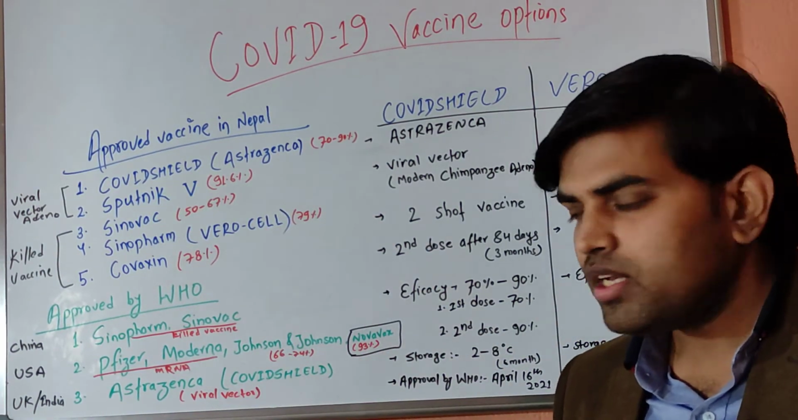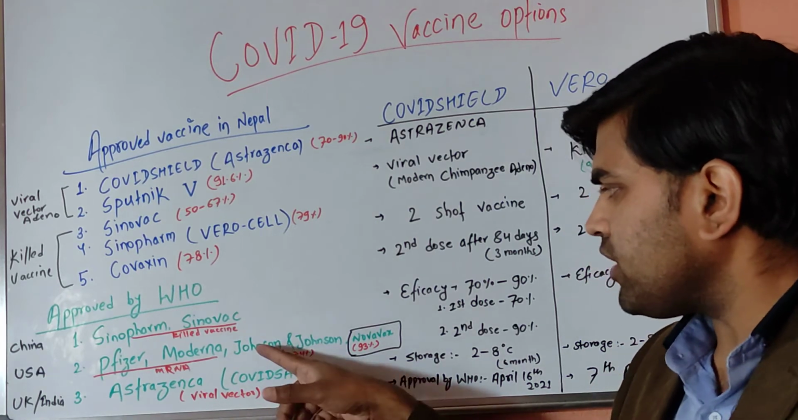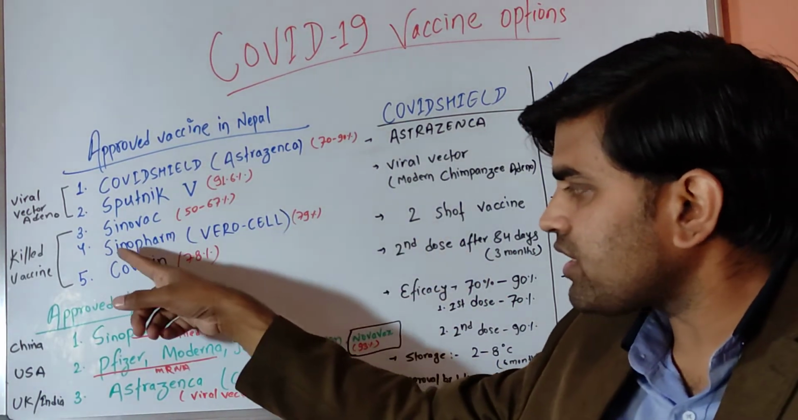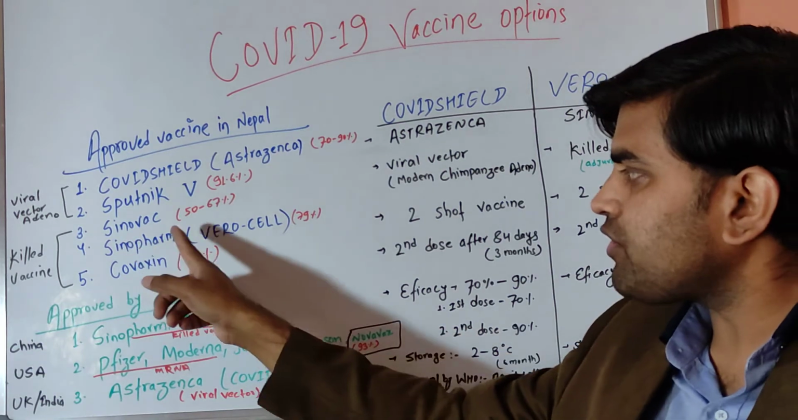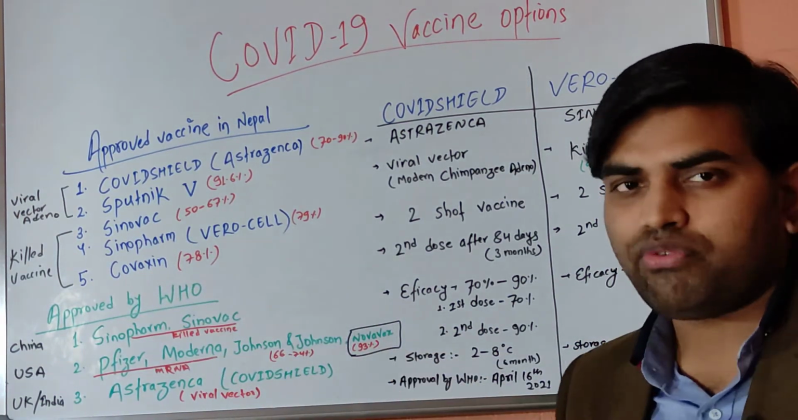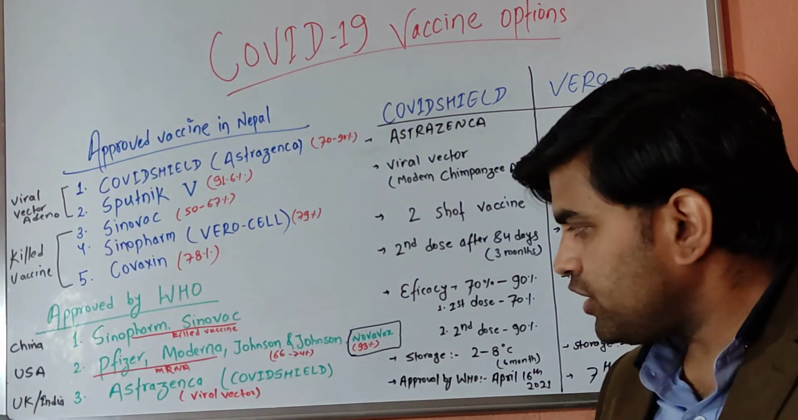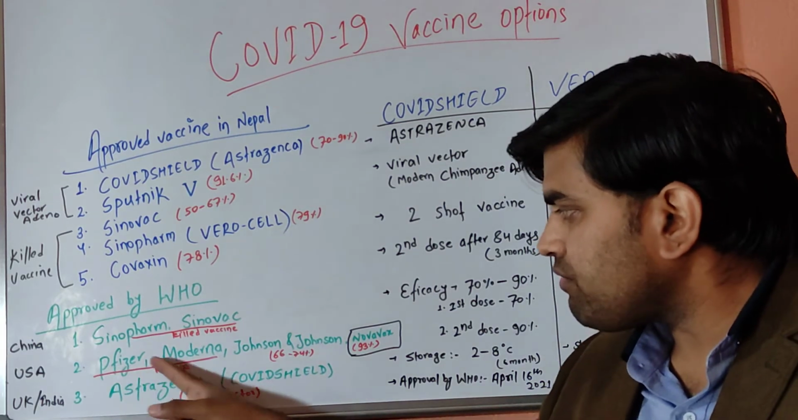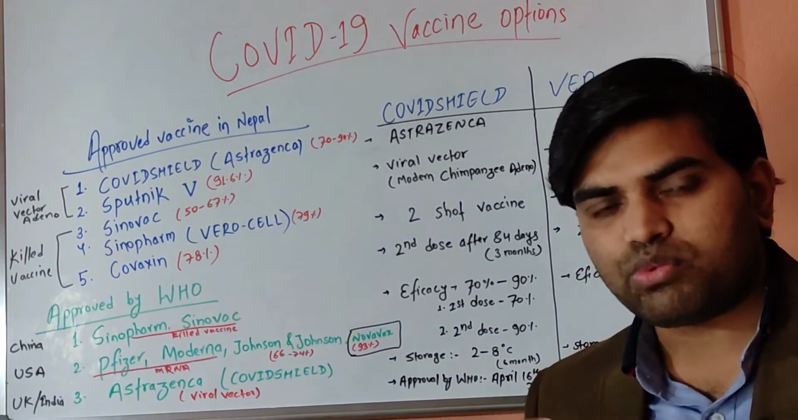What do we do in this? I'll talk about it in detail. This is the viral vector one. Then there is the killed vaccine, which is Sinopharm and Covaxin, and the last one is Novavax. Now let me go deeper. The first one, Pfizer and Moderna, is mRNA based. What is mRNA based?